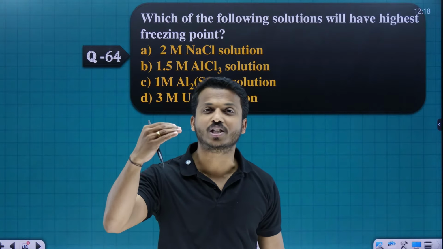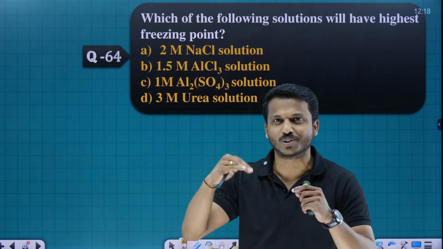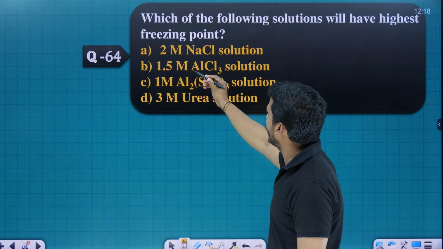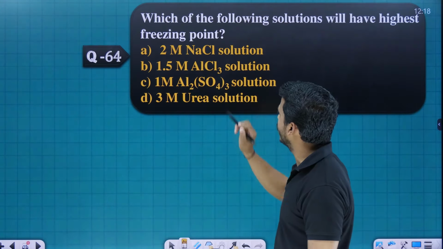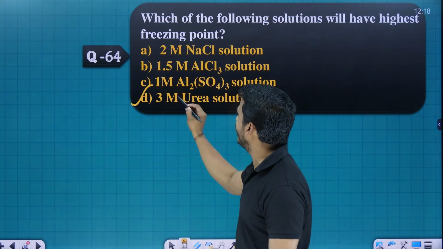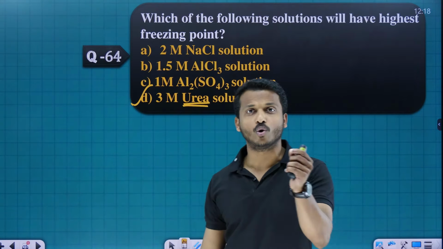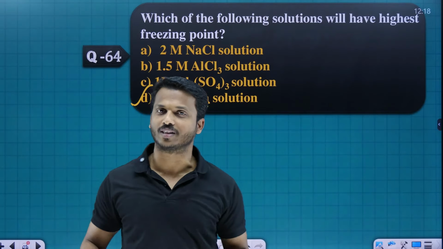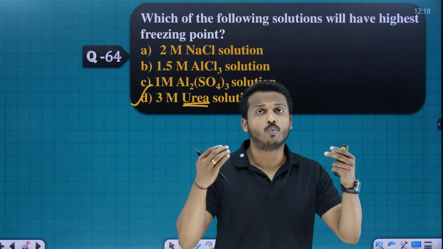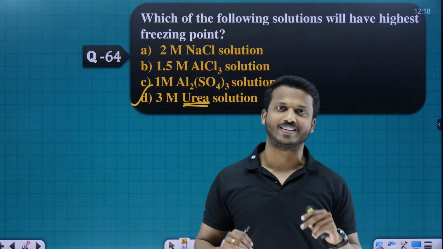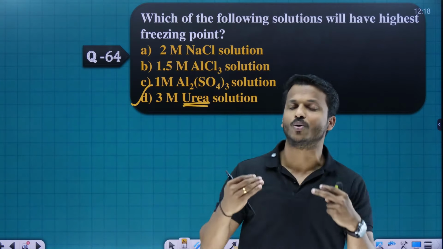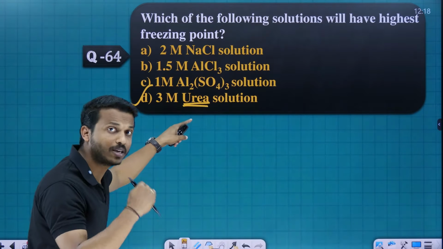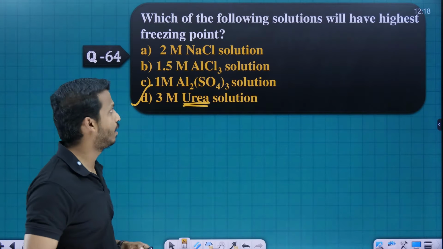Highest freezing point means which contains a low number of particles, low dissociation. See, 2 molar NaCl, 1.5 molar AlCl3, 1 molar Al2... See, very simple, option D, right? Urea, glucose, sugar, these all are non-electrolytes. They do not undergo further splitting. So what we can say, the one having a low Van't Hoff factor, the one which does not undergo dissociation, its freezing point will be highest. Lower the number of particles, higher the freezing point.